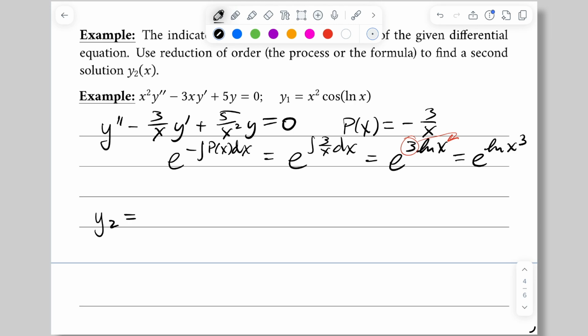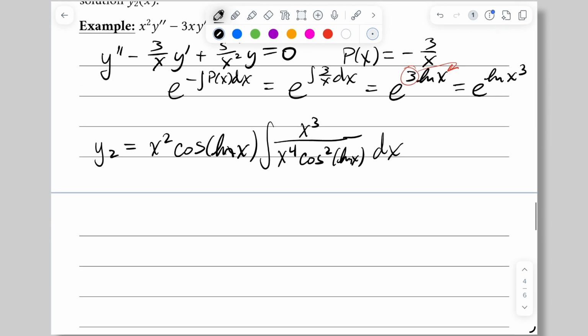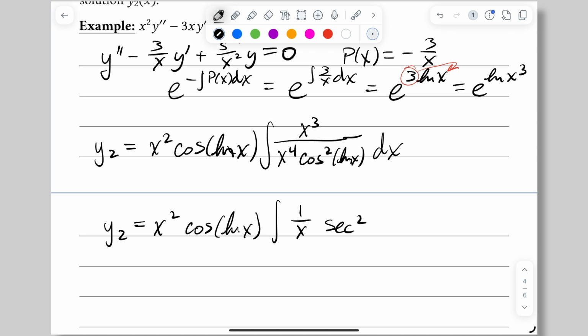y2 is equal to, if you refer to the formula, y1, so x squared times the cosine of the natural log of x, times the integral of e to the natural log of x cubed, well, that's just x cubed, divided by y1 squared, and so x to the fourth times the cosine squared of the natural log of x dx. That's going to give us y2 is equal to x squared cosine of natural log of x times the integral of 1 over x times the secant squared of the natural log of x dx.